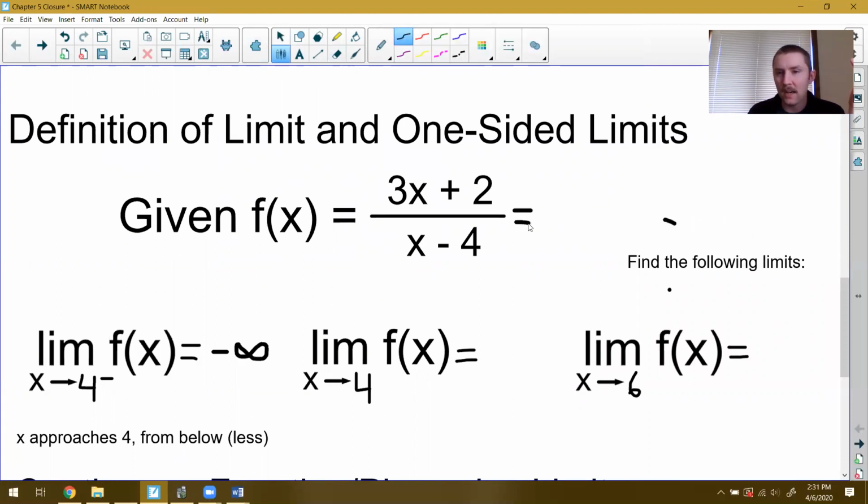Anytime you're asked to find a two-sided limit, you can always plug it in and see what you get. So if I plug 4 into this function, the top of the fraction, 3 times 4 is 12, plus 2 makes 14. And then on the bottom, 4 minus 4 is 0. So I get 14 over 0. And that's where we run into our problems, right? 14 over 0 is not allowed to happen. So when we get something undefined when we plug in a value, we have to go to the graph.